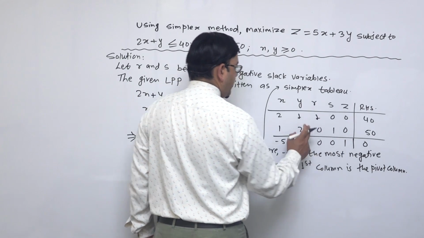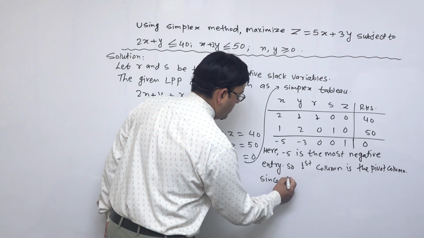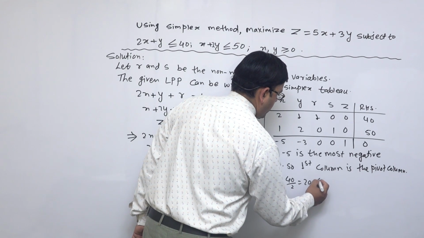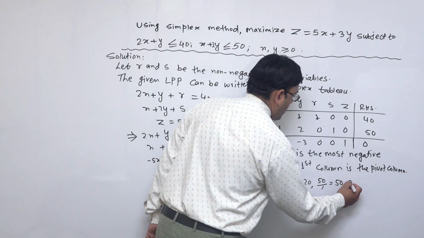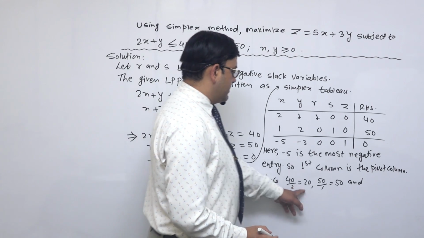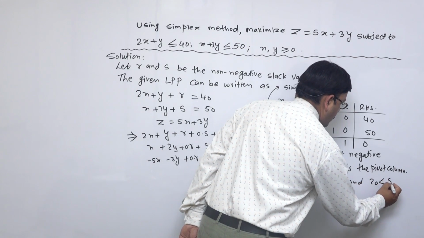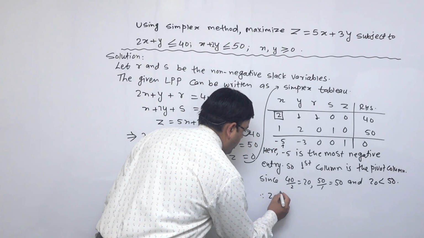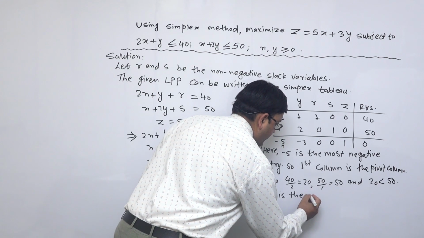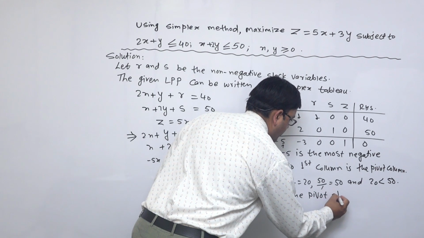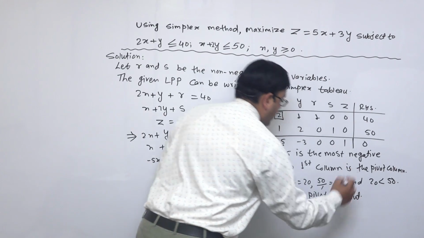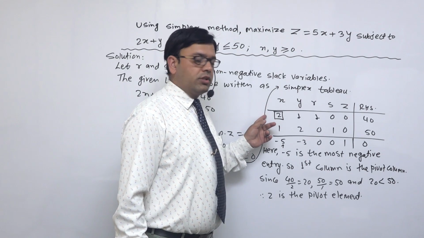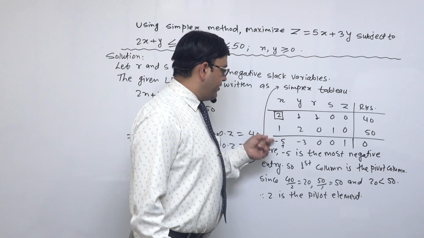now we have to do 40 divided by 2. Since 40 divided by 2 is equal to 20, similarly 50 divided by 1 is equal to 50. And what did we get? 20 is less than 50. Therefore, 2 is the pivot element. Now we have to make this pivot element 1, and make the rest 0, 0.